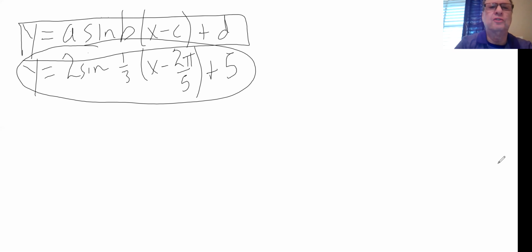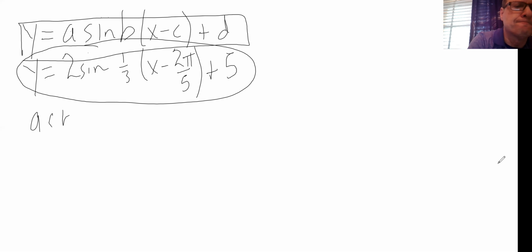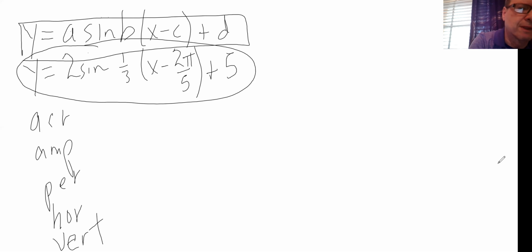So the first thing you do is you list these 5 things in this exact order: the acronym, the amplitude, the period, horizontal shift, and the vertical shift, in that exact order. And then when we get to the graphing part, we're going to actually apply these in the exact reverse order.